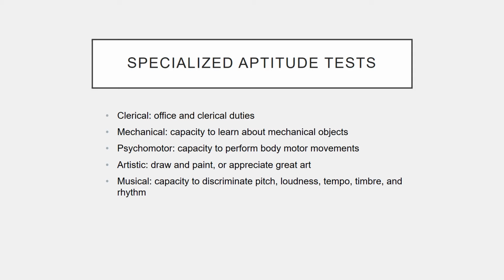Artistic abilities, so there are some aptitude tests that look at your ability to draw or paint or even interpret and appreciate types of art. And then there's musical ability tests, so looking at your potential for ability to discriminate pitch, understand tempo, and understand sort of the mechanics of musical ability. So again, all of these are not about current skill level, but about potential for your ability to develop these skills in the future.